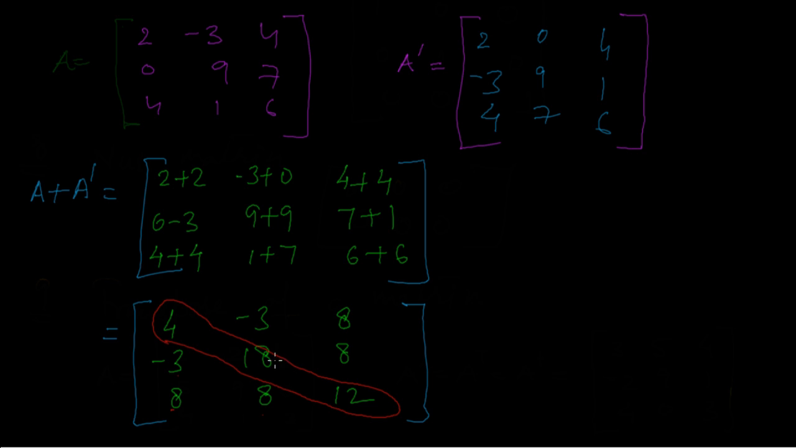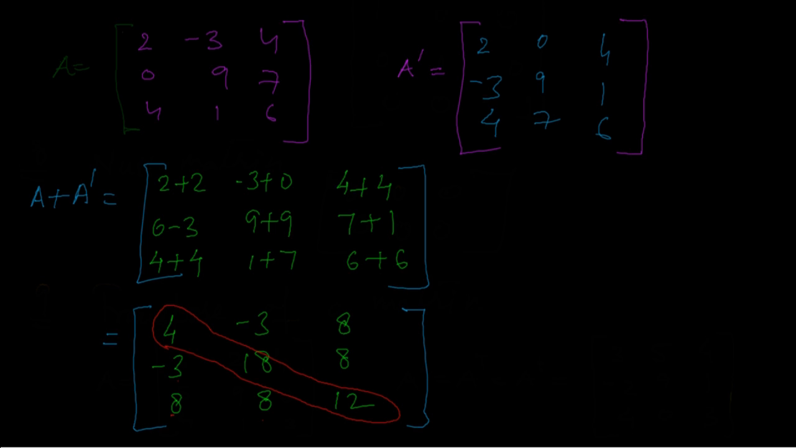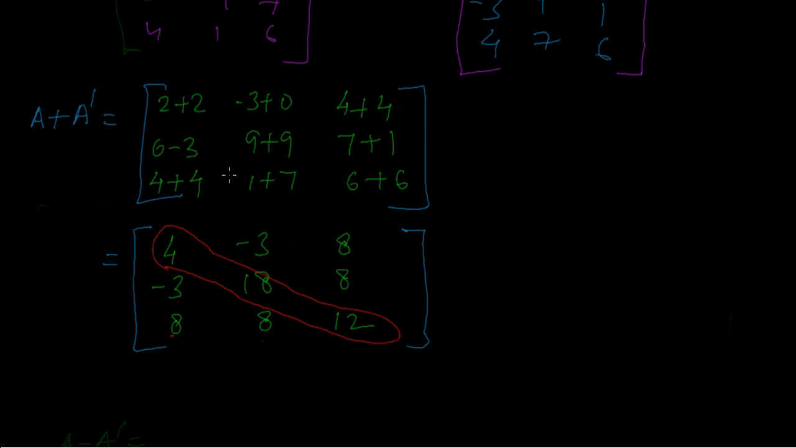So it is the symmetric matrix. If you make the transpose of this one, you will get the same A plus A transpose. Now, if we have to make the skew symmetric matrix, it is very simple. In the same way, we subtract: A minus A transpose. Before we added, now we just have to subtract.